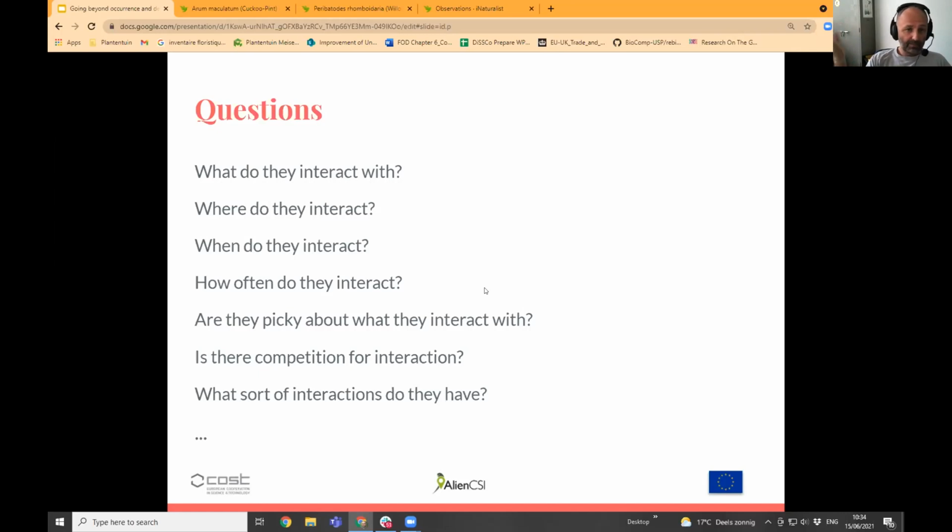You can imagine in different places things interact with different things. Is there competition for those interactions? So competition for prey species, for instance, and what are the range of different interactions that an organism has? Potentially, all of those different questions could be answered by citizen science, but we need to find ways to motivate citizens to perhaps collect those kinds of data.